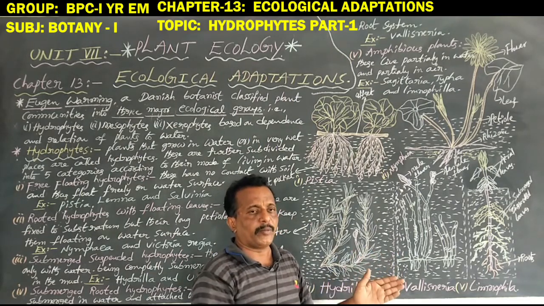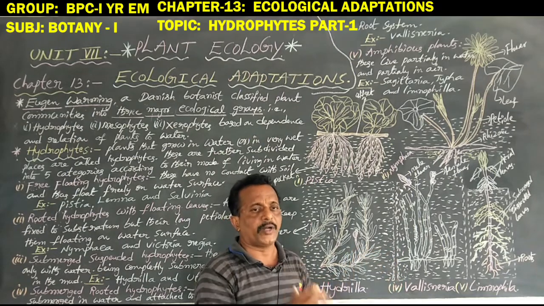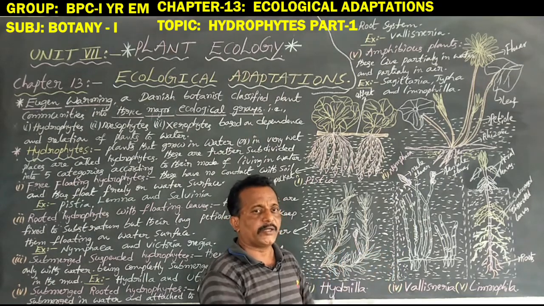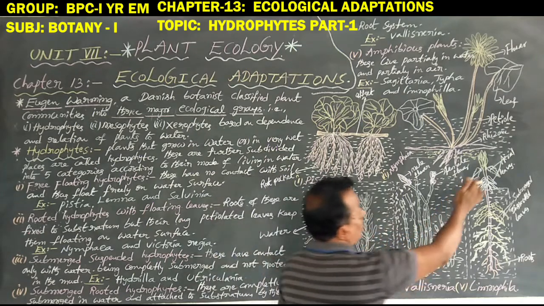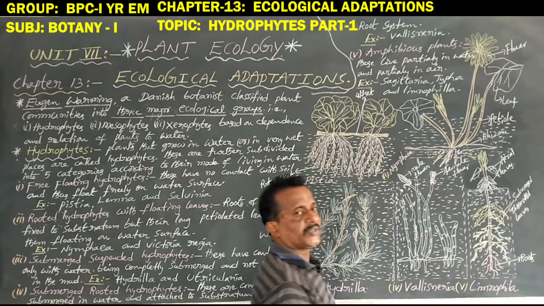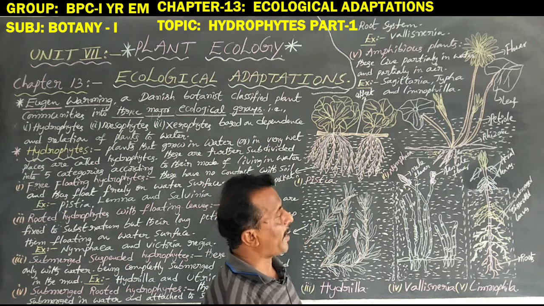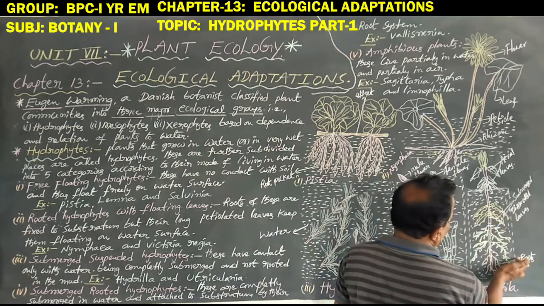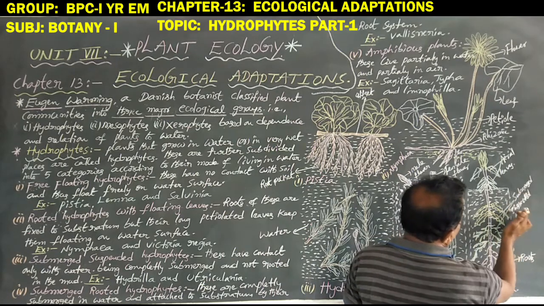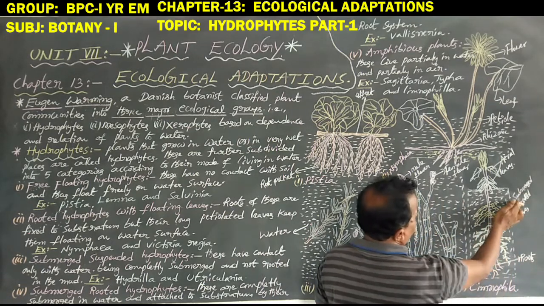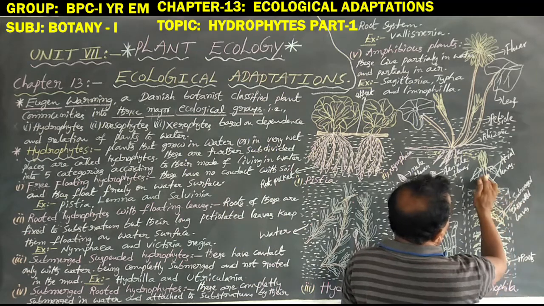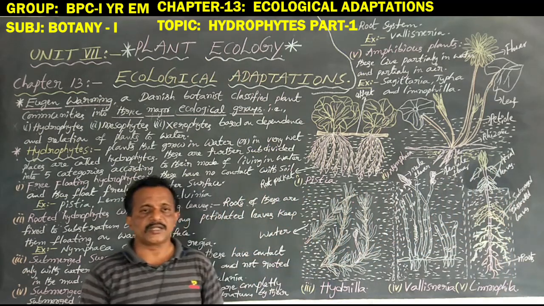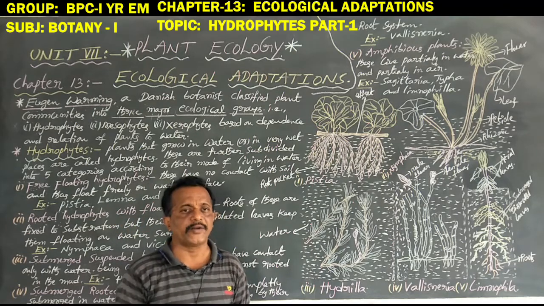The whole plant body does not grow in water. About 75% of the plant body grows in water and 25% grows in air. That is amphibious plants. These plants contain roots, submerged dissected leaves, and also aerial leaves. These are the five categories of hydrophytes.